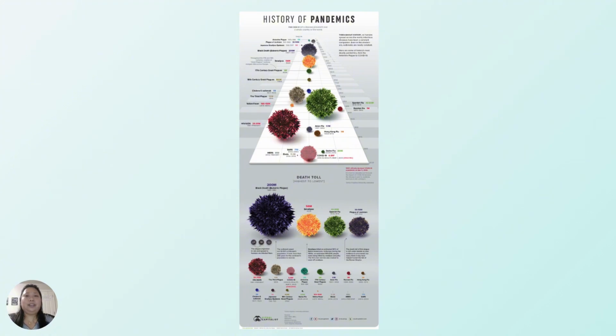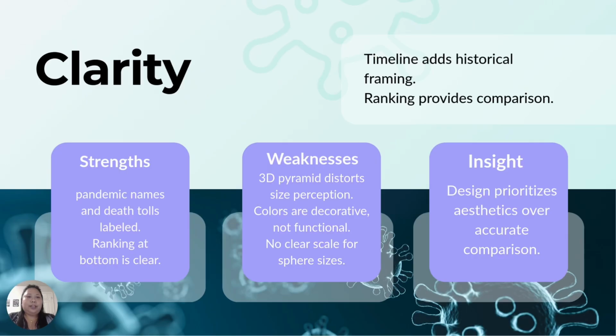So in this presentation, this is all you can see. I cannot zoom here. For clarity, it clearly shows the message of what types of viruses or pandemics have occurred in the world, how many lives were affected, and the story behind it. The pandemic names and death counts are labeled, and the ranking at the bottom is clear. That's the strength of this infographic.